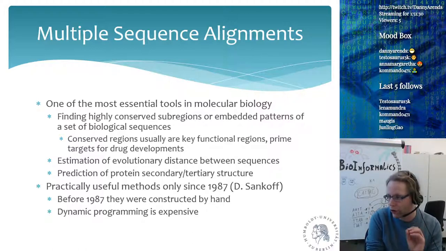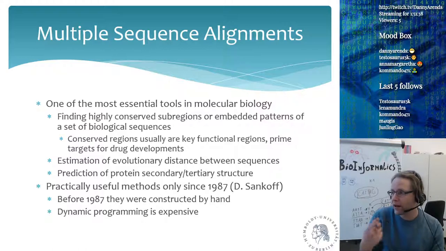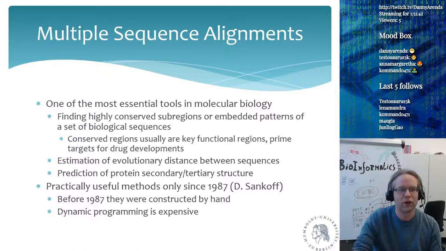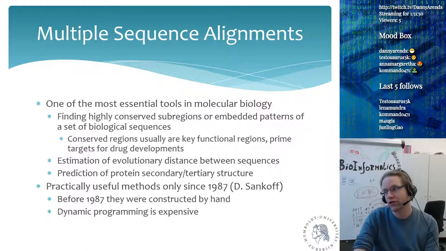Before 1987, you would do it by hand. Nowadays, we can actually do it, and that is because of a technique called dynamic programming. But before that, dynamic programming was very, very expensive for computers to do. But I don't want to go into a lot of detail about what dynamic programming actually is. Just remember that multiple sequence alignment is only possible since the 1990s.